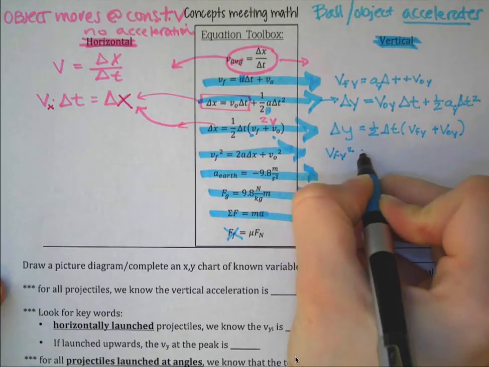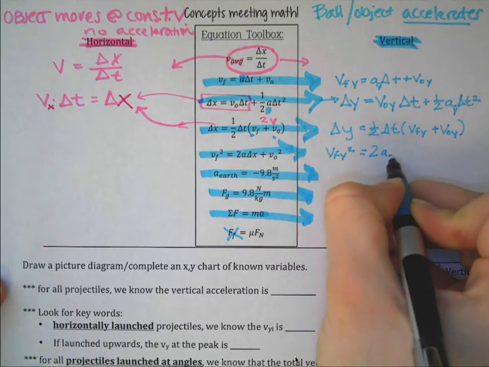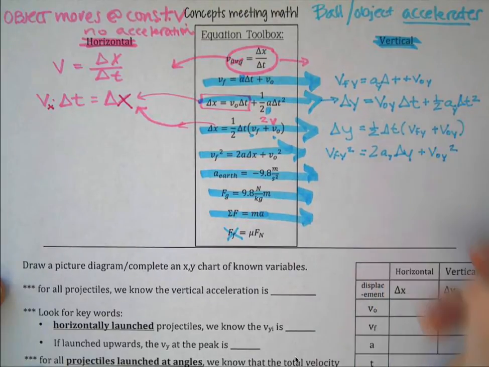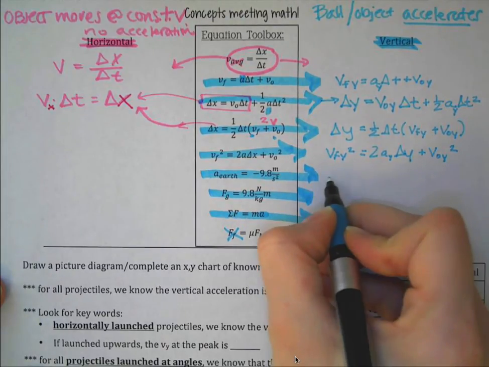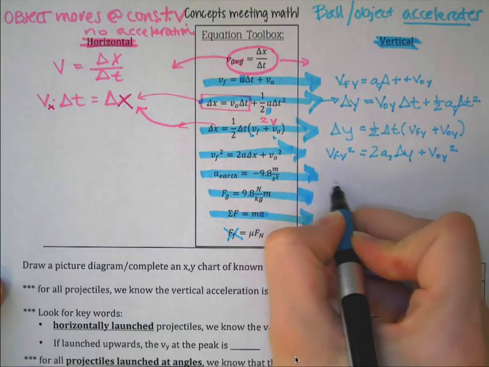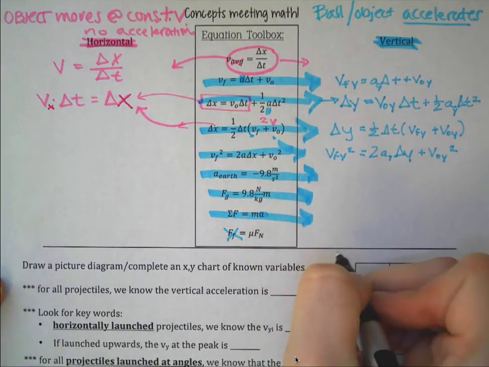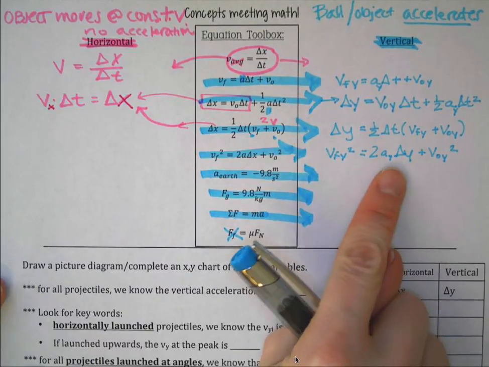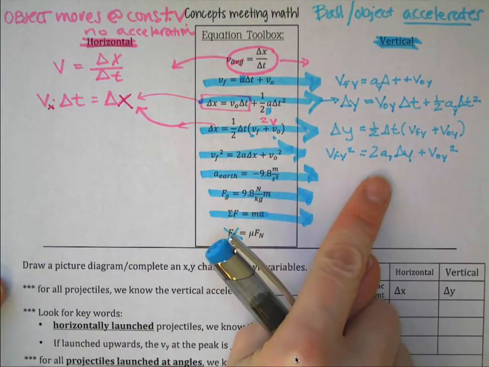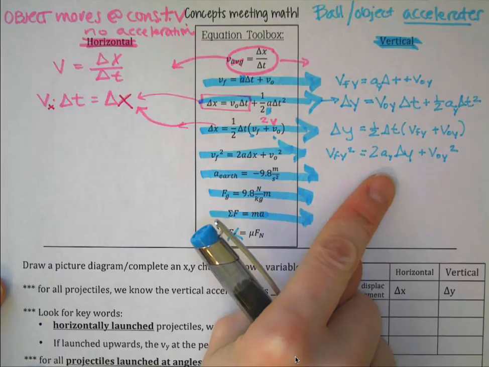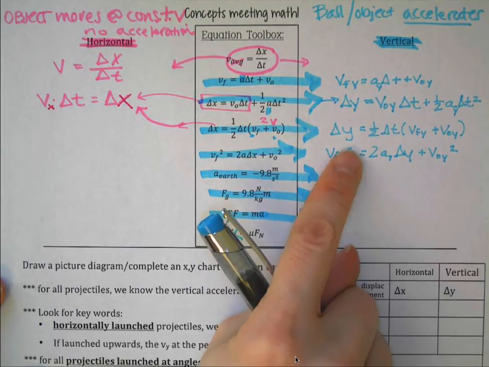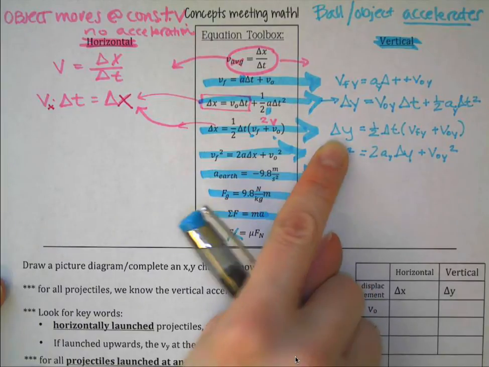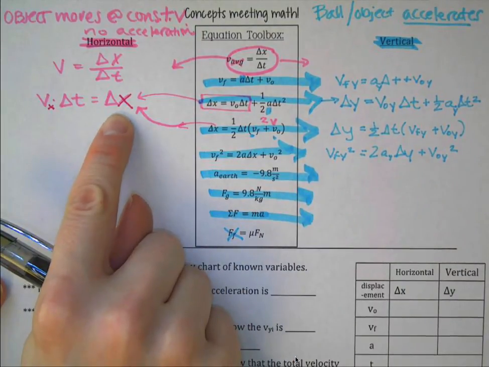Vfy squared equals 2a delta y plus v naught y squared. And these have no implication with x already, so therefore they're kind of as is. So really, hopefully you realize that these are the same equations. It's just we're specifying a little bit further the direction of the velocity, and our displacement is now talking about vertical displacement, whereas this one is talking about horizontal displacement.